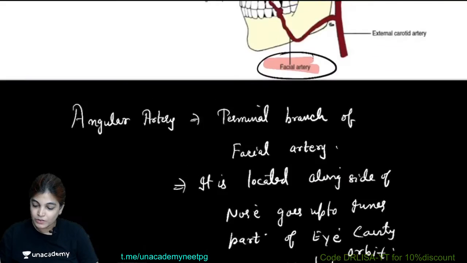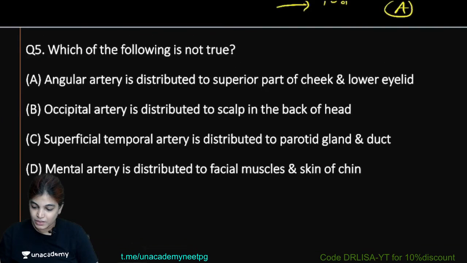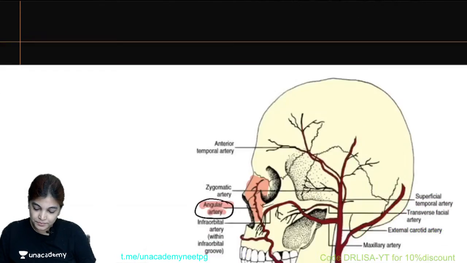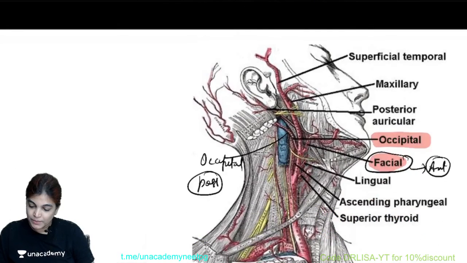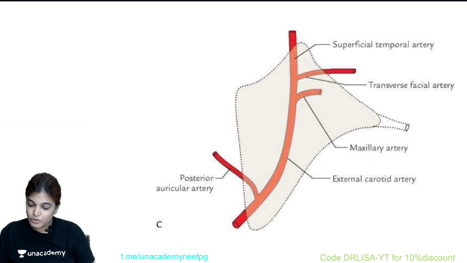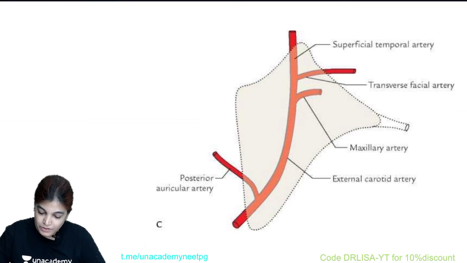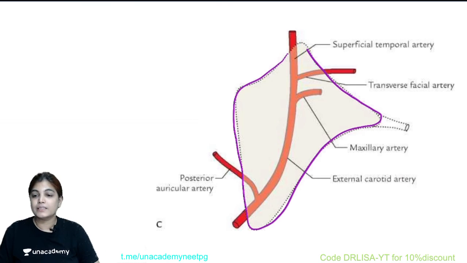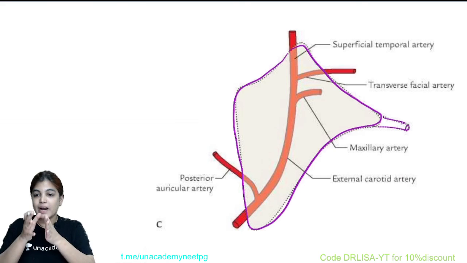Now moving to the third option, let me again read it. Superficial temporal artery is distributed to the parotid gland and duct. So let's see the superficial temporal artery. See here, this is the outline of the parotid gland. What you are visualizing here, this dotted line, let me just connect it. This outline is of the parotid gland. Inside the substance of the parotid gland, we are seeing the maxillary artery traversing.